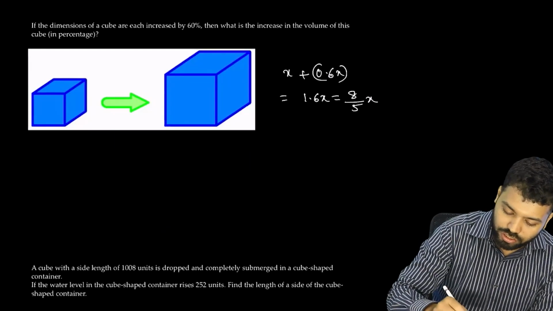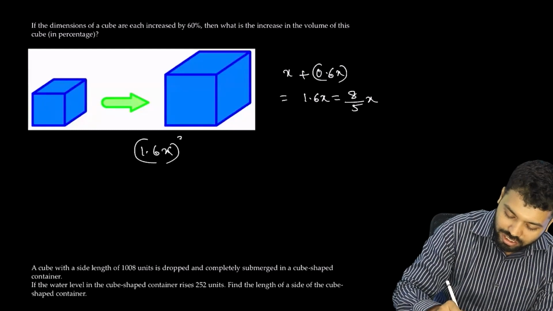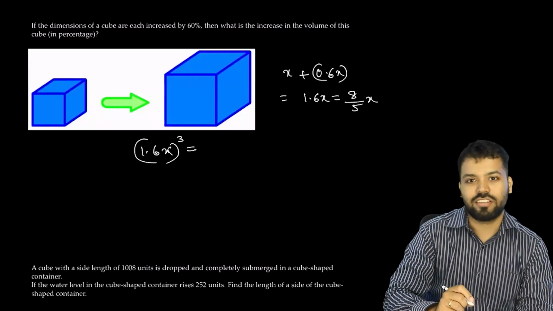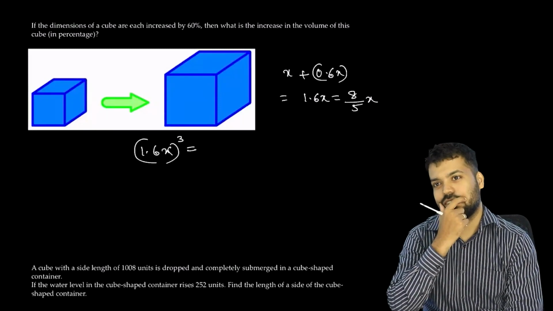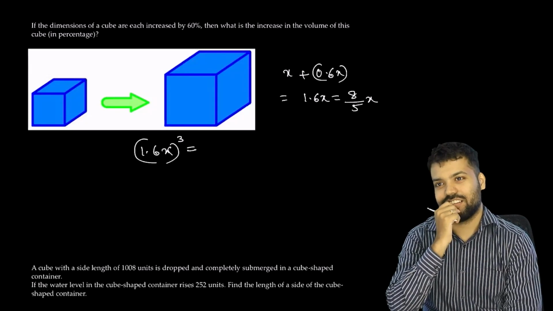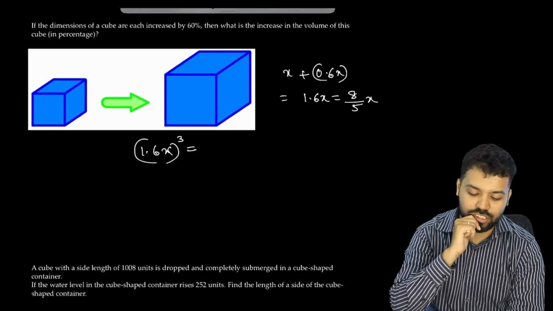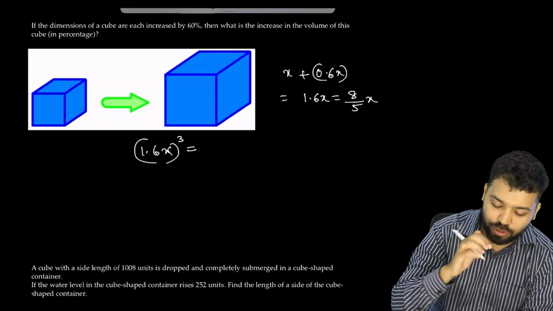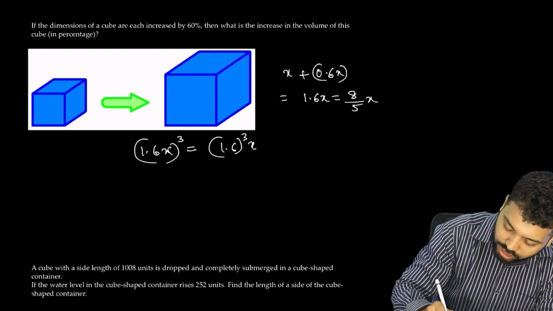I guess they forgot to subtract. That is, increase is given by new area minus original area divided by original area into 100, right? They did the new volume divided by original volume into 100. Yes. So what you did was you found the new volume, which was 1.6 times x cube. 1.6 x cube is nothing but 1.6 whole cube into x cube.